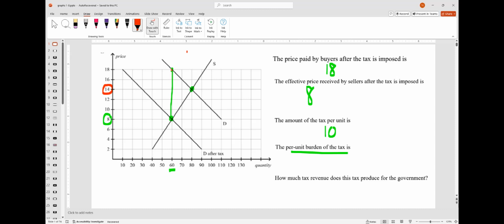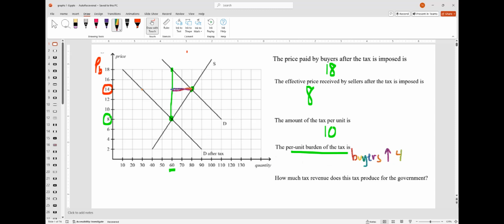So the buyers now, we'll call this PB. The buyers were paying 14, now they pay 18, so they're paying $4 more. So for the buyers, the buyers' share of this $10 tax is $4. So then the rest of it has to go to the sellers, but we can also see that right here.